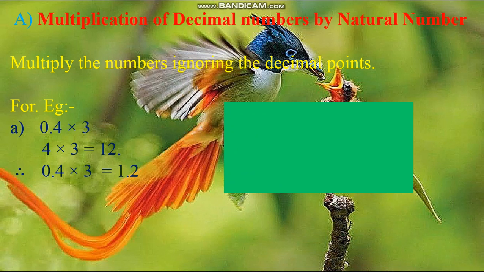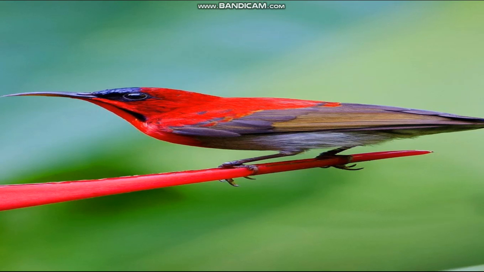Let's see one more example. Here 0.006 into 12, we will simply multiply, 6 12s are 72, and after the decimal we have 3 digits, so we will place the decimal after 3 digits from the right. So what will we do? We have only 2 digits, so for the third digit we will place 0 over there and write the decimal after 3 digits. Okay dear students, understood this? Let's see one more example.